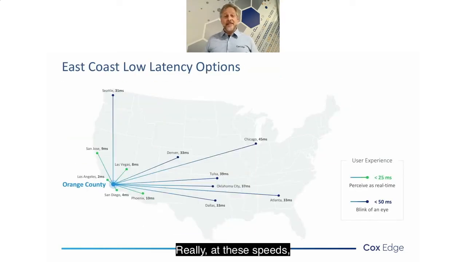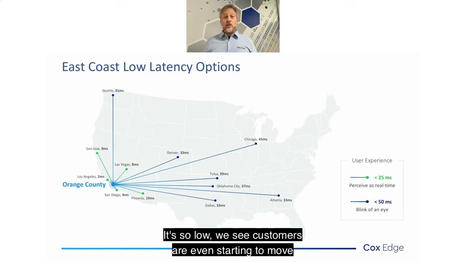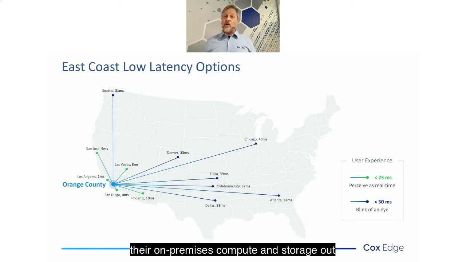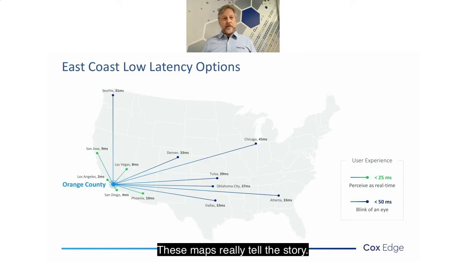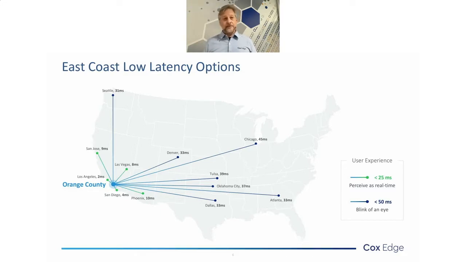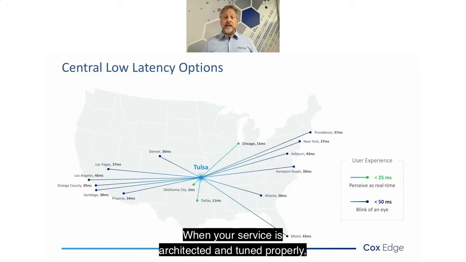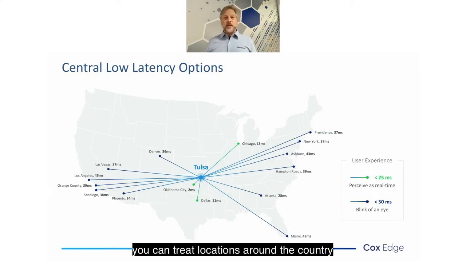Really, at these speeds, we're not even talking about low latency. We're talking about ultra low latency. It's so low, we see customers are even starting to move their on-premises compute and storage out to a local edge data center. These maps really tell the story. These are real numbers in milliseconds. These are round trip times between POPs or points of presence. The lower the number, the better. When your service is architected and tuned properly, and you have access to a nationwide backbone, you can treat locations around the country like they're local to each other.